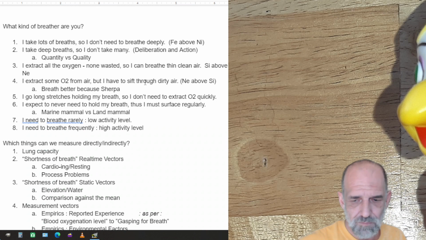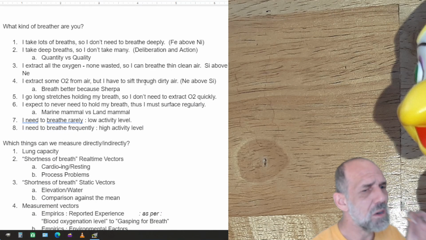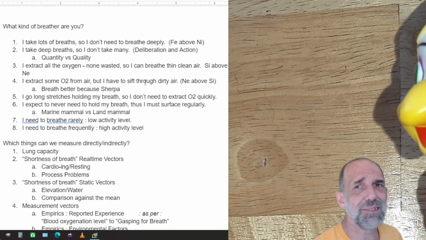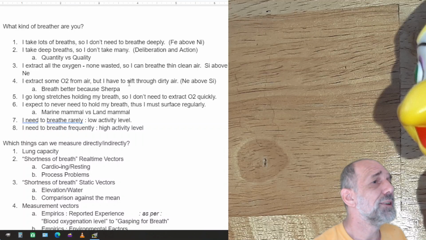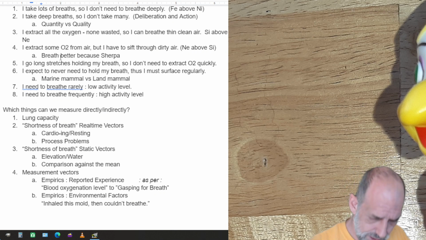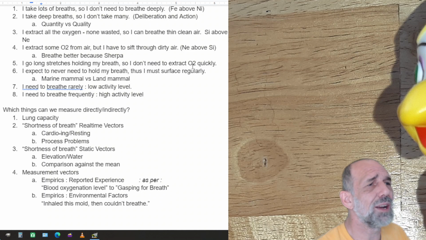it expects to process a lot of stuff, toss aside the useless stuff. So it's got to be robust in terms of tolerating failure, I guess. And in the breathing analogy, that would be air that's got smoke in it or whatever. Or it'd be an advantage, like I breathe better because I'm a Sherpa and I live up in the Himalayas, and so yeah. Okay, I go long stretches holding my breath, so I don't need to extract O2 quickly.